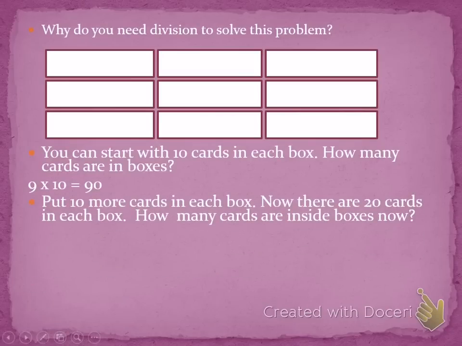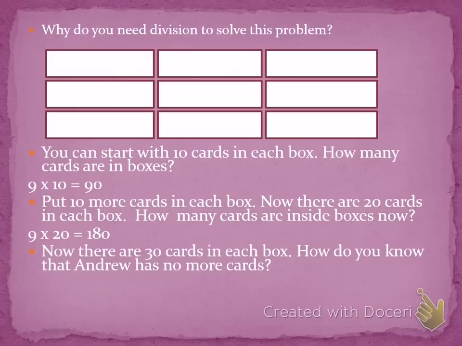You put 10 more cards into each box. Now there are 20 cards in each box, so I can do my 20 times my 9 to find out that there are 180 cards so far. So far I have 180. I still have more left that I need to put into each box. Now there are 30 cards in each box, so I put in another 10 so that there's 30 in each box. So I do 9 times 30, and I would get 270.